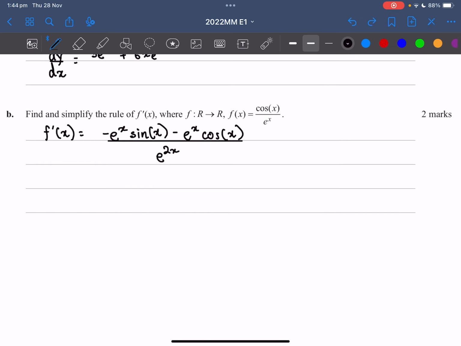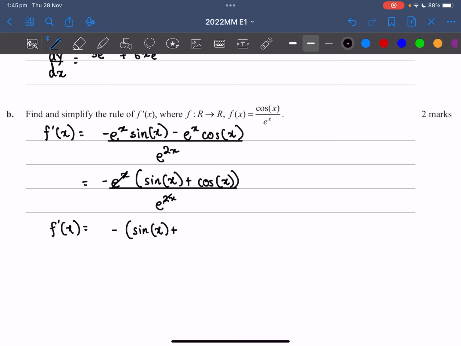Now we have to simplify it. So for simplifying, we take out e to the power of x as common factor. I'll just take out negative e to the power of x. So we'll have sine of x plus cosine of x, divided by e to the power of 2x. So this would cancel out with this. So our final answer for this would be minus sine of x plus cosine of x, divided by e to the power of x. Okay, so these are the 2 marks. 1 mark for the final answer and the other one for actually showing the steps for simplifying.